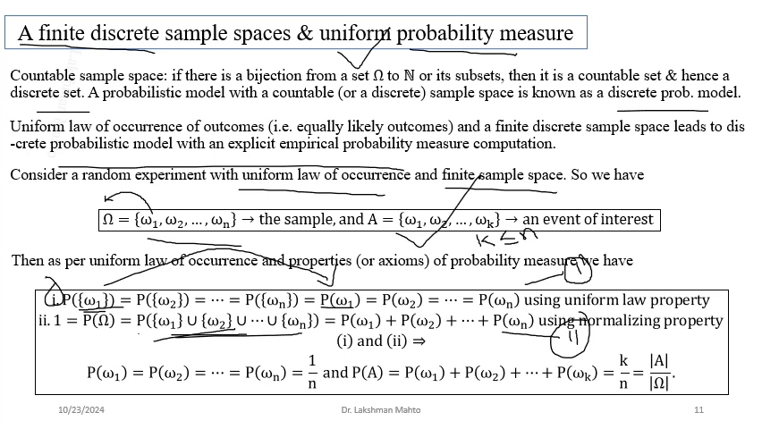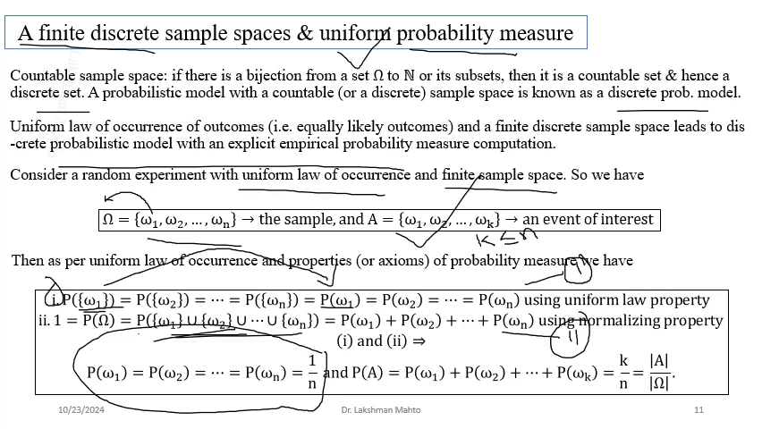So n times probability of omega 1 is equal to 1, so you can say the probability of omega 1 is 1 by n. And hence, we know probability of omega 2, omega 3, all these would have the same probability 1 by n. So this we call the uniform probability law, or uniform probability measure, where each outcome has the same probability. Okay, uniform probability measure.